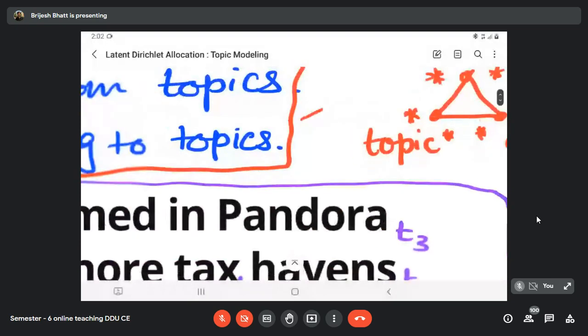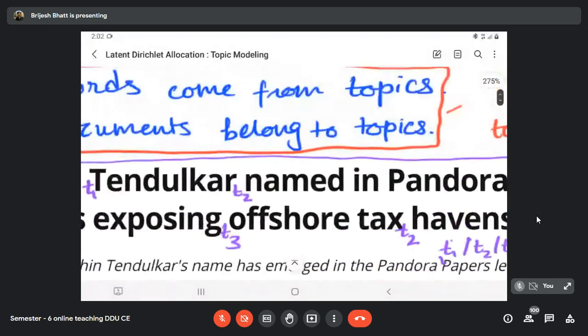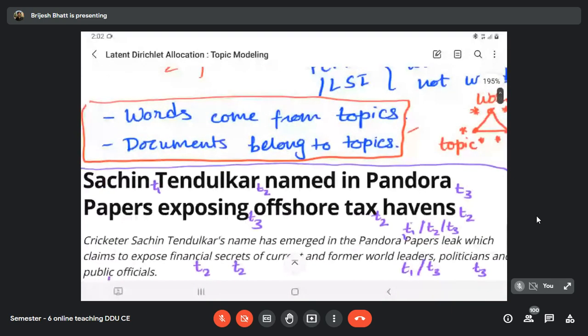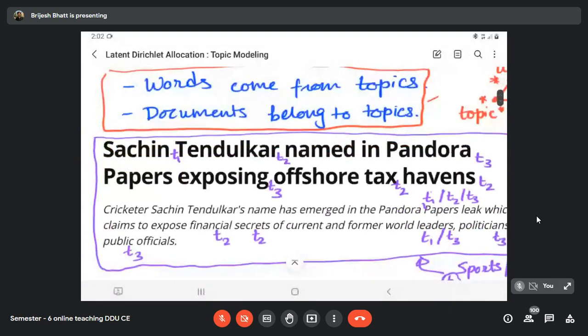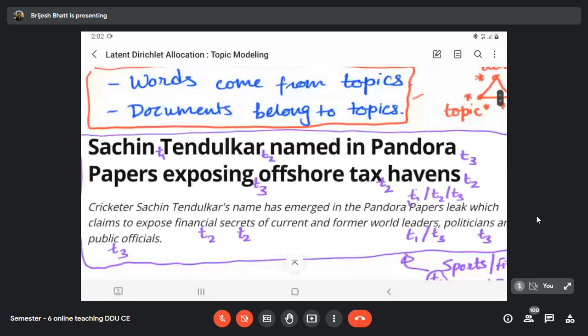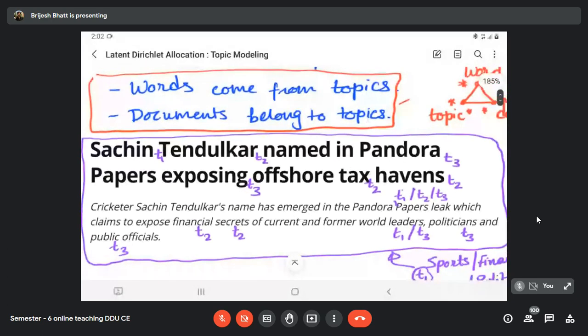Let us see an example. Like, Sachin Tendulkar named in Pandora Papers exposing offshore tax havens. Cricketer Sachin Tendulkar's name has emerged in the Pandora Papers leak, which claimed to expose financial secrets of current and former world leaders, politicians, and public officers. So this is a news article. This is some clip from news.